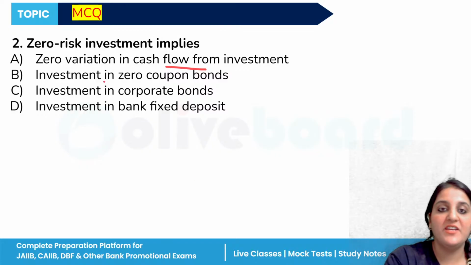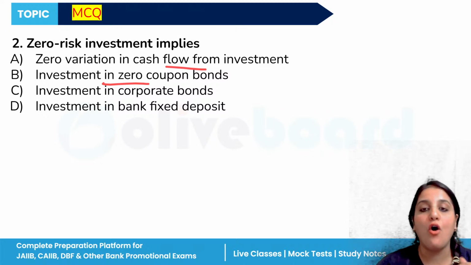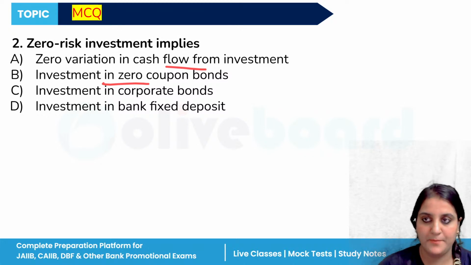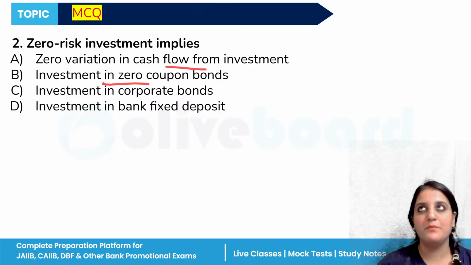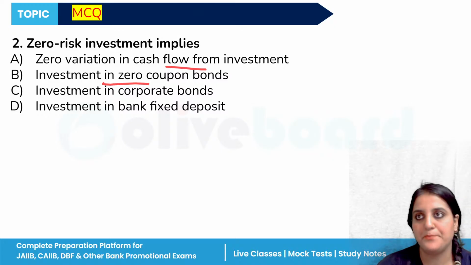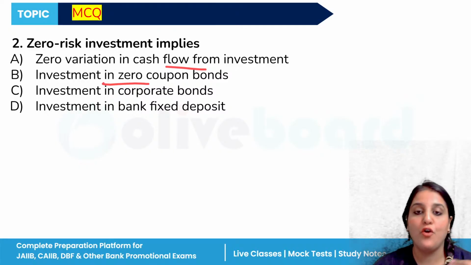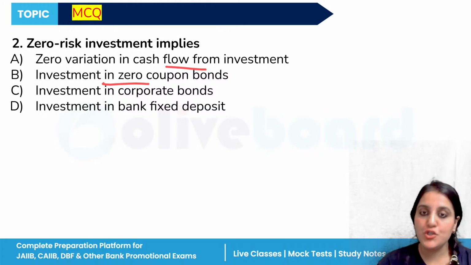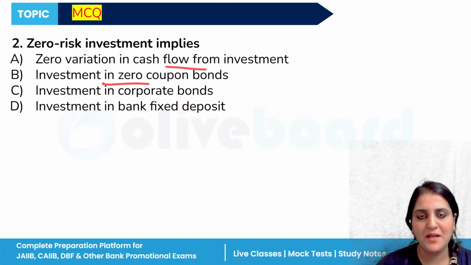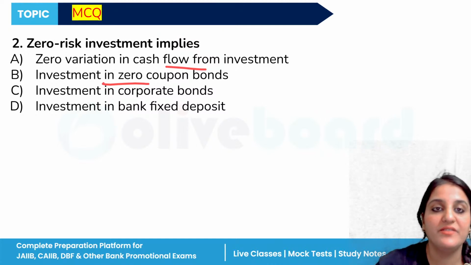And if we talk about the investment in zero coupon bonds, well, zero coupon bonds basically offer a fixed return at maturity. They are not considered zero risk because their market value can fluctuate before the maturity. And if we say investment in corporate bonds, this type of bonds involves the risk of default, meaning the issuer may not pay back the principal or the interest. Therefore, they are also not zero risk investment.